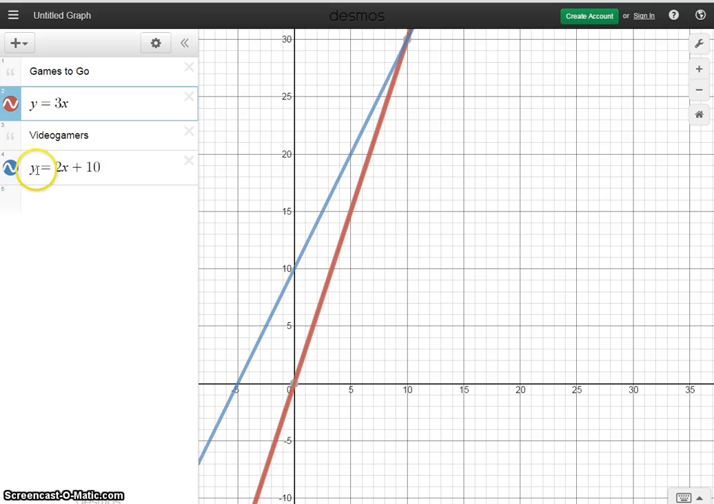For Video Gamers, the one in blue here, it's y equals 2x plus 10. So I start at 10 for the y-intercept, and with a slope of 2, I go up 2 over 1, and continue getting points in that respect. So up 2 over 1, up 2 over 1. And again, what we're looking for is a point of intersection.